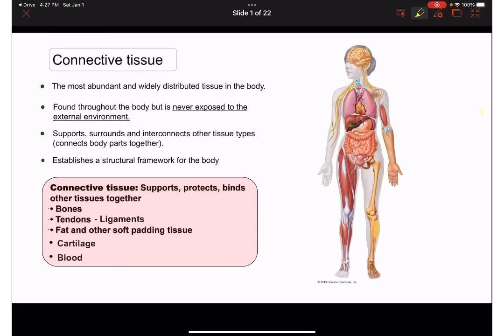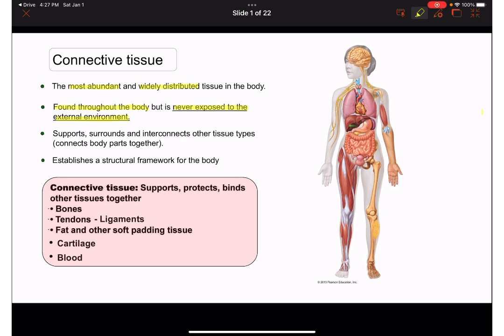Hey everybody. Today I want to talk about connective tissue. Connective tissue is the most abundant and widely distributed tissue in the body, even more so than muscle tissue and nervous tissue. It's found throughout the body, but unlike epithelial tissue, it's never exposed to the external environment. So connective tissue is always found within the body. It never has any external exposure like epithelial tissue does.